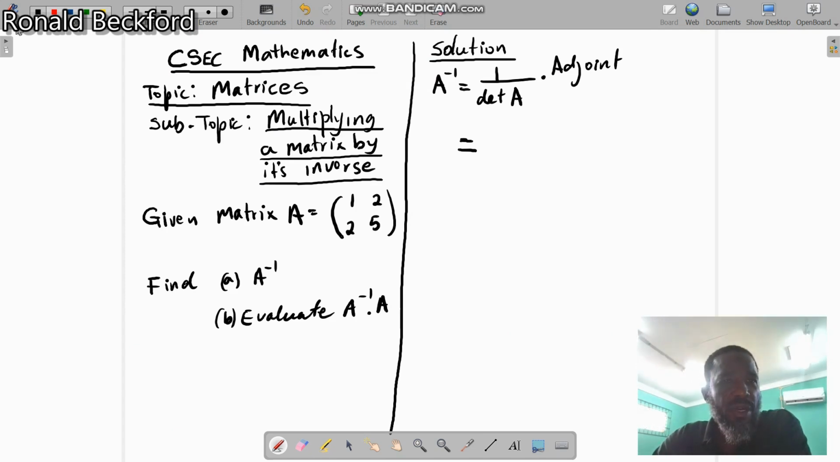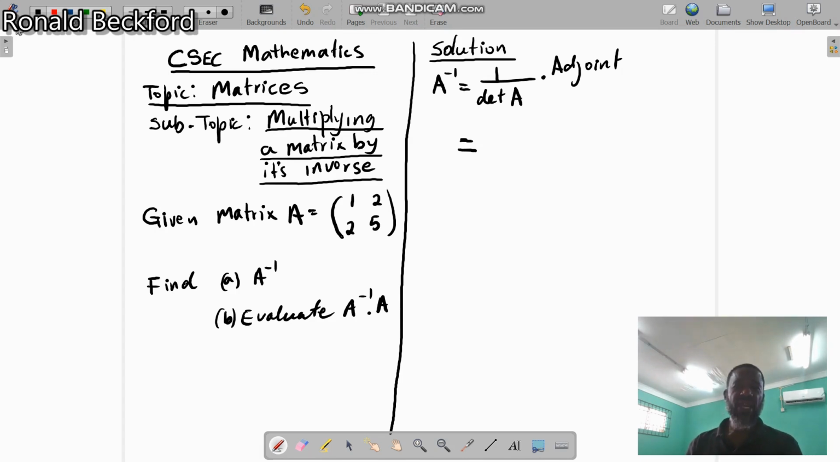In today's video, we will continue to look at some CSEC mathematics questions. The topic that we are looking at today is matrices, and the subtopic is multiplying a matrix by its inverse. So the question says, given that matrix A is equal to 1, 2, 2, and 5, find A inverse, and then we are going to evaluate A inverse times A.